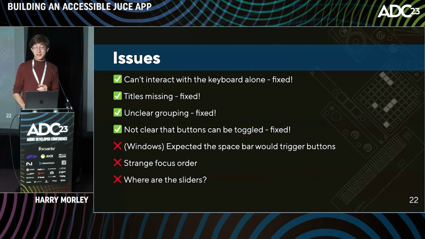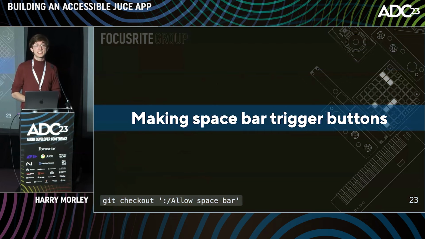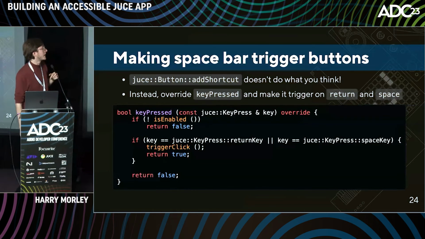Cool, and then while we're on buttons, making the spacebar trigger buttons. At first, you might look through Juce button and see add shortcut and think, that's what I want. But it doesn't do what you think. That will only work for the first button that you assign that shortcut to. It's for adding unique shortcuts for your application, like the command handler stuff, like if you're setting up a command X for cut. So don't use that. That's not what we want here.